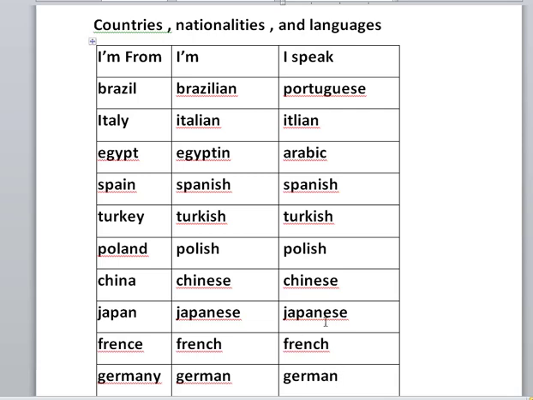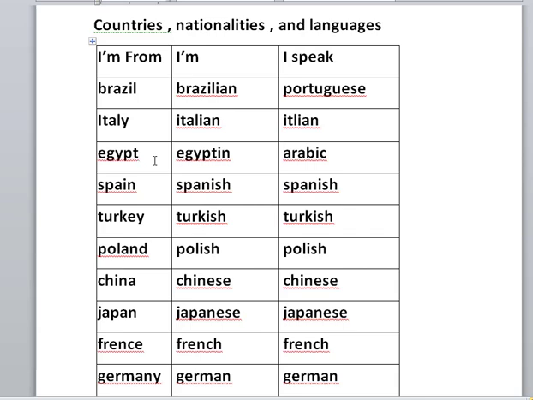I'm from Brazil, I'm from Italy, I'm from Egypt, I'm from Spain, I'm from Turkey, I'm from Poland, I'm from China, I'm from Japan, I'm from France, I'm from Germany. Nationality: I'm Brazilian, I'm Italian, I'm Egyptian, I'm Spanish, I'm Turkish, I'm Polish, I'm Chinese, I'm Japanese, I'm French, I'm German. And language: I speak Portuguese, I speak Italian, I speak Arabic, I speak Spanish, I speak Turkish, I speak Polish, I speak Chinese, I speak Japanese, I speak French, I speak German.